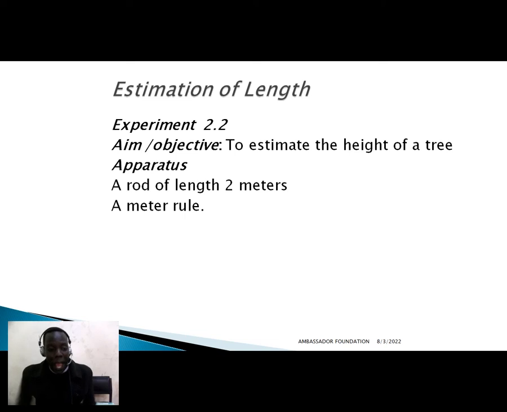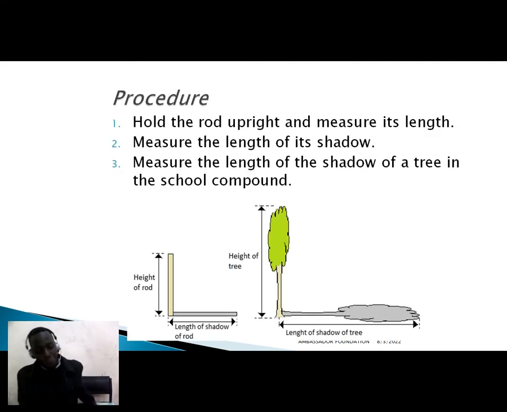As you go higher, it becomes more flexible. And as you climb, you risk falling down. What we do, we use approximation. Let me show you here. What you are seeing on the screen is this. We have a very tall tree that we are supposed to find its length.